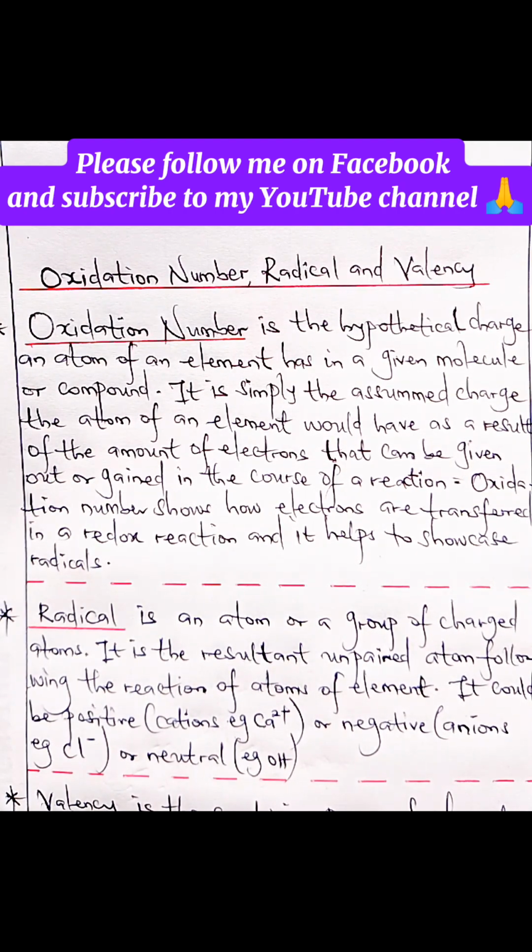So oxidation number is very, very important. When it comes to redox reactions, it helps us to know how electrons are being transferred from one point to another point. And also, if not for oxidation number, there will not be anything like radicals, which is the next thing you're going to be looking at. So the combination of various oxidation numbers of different elements, atoms of elements, bring about what we call radical. So oxidation number is simply an assumed radical, an imaginary radical. Let me put it that way.